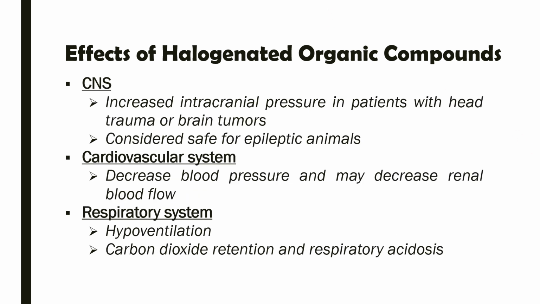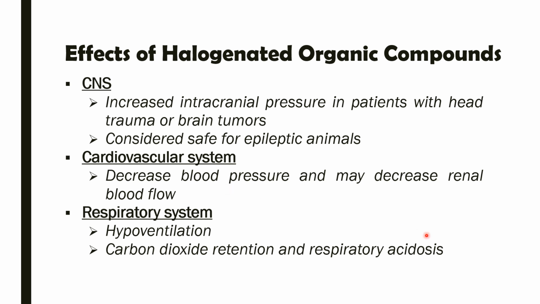Other effects of the halogenated organic compounds in the CNS are an increase in the intracranial pressure in patients with head trauma or brain tumors. This drug is considered to be safe for epileptic animals. For the cardiovascular system, these drugs will decrease the blood pressure, of course, as all other anesthetics do, with the potential exception of ketamine. So, ketamine is the exception for this because it increases the cardiovascular parameters.